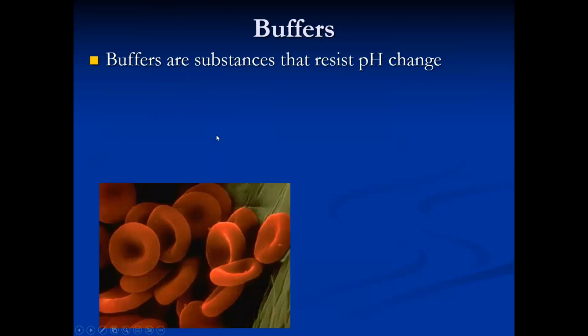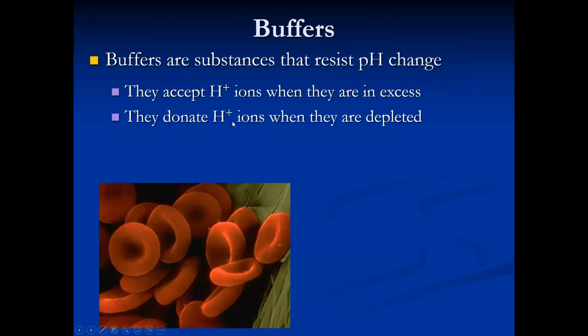Okay, what is a buffer? Buffers are substances that resist pH change. That means when you take this material and add a little bit of acid to it, it absorbs it. They accept hydrogen ions when they're in excess. So if you have a particular buffer and you add a little bit of hydrogen ion, which is acid, it will absorb that and not change pH. They donate hydrogen ions when they're depleted. For example, if you added some hydroxide ions, it would release hydrogen ions, keeping that pH nice and stable.